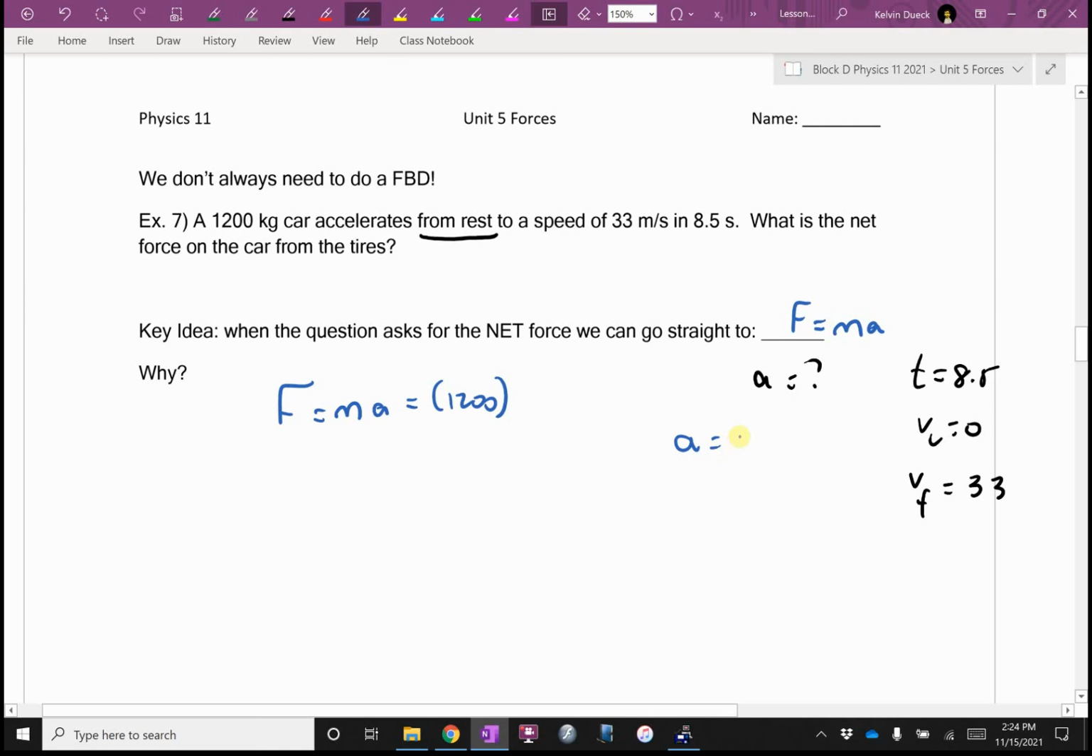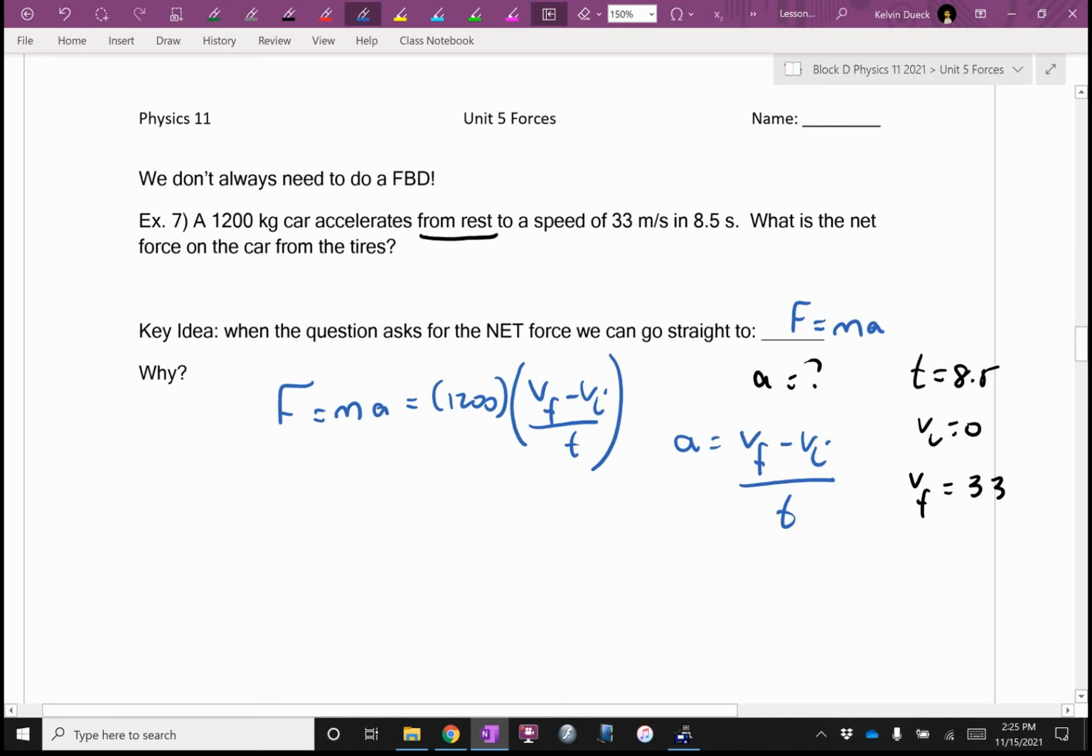So, you're right. Is it VF minus VI over T? I'm going to be lazy. I'm not actually going to find A. I'm going to say M times VF minus VI over T.